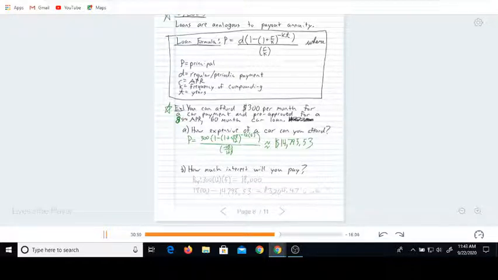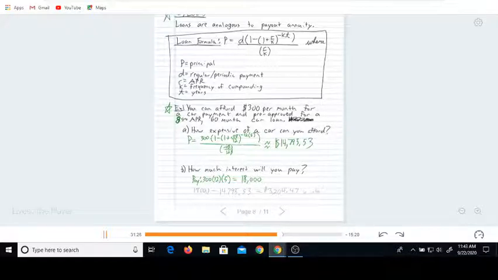Now, how much interest will you pay? Well, let's figure out how much you're going to pay. All right, because you're not going to pay back the $14,795. You're going to pay that back plus interest. So you're going to be paying $300 every month. That's 12 months per year for 5 years. So you're going to pay $300, not $3,000. Off by order of magnitude. $18,000. So that's how much you're going to pay back.